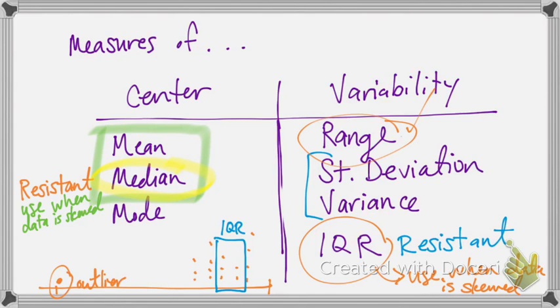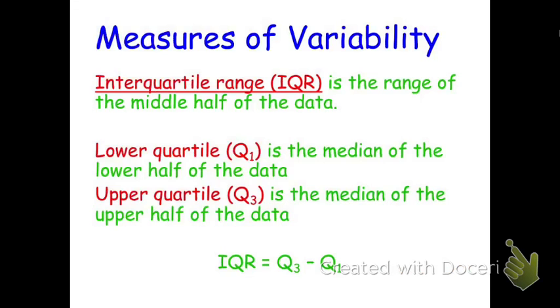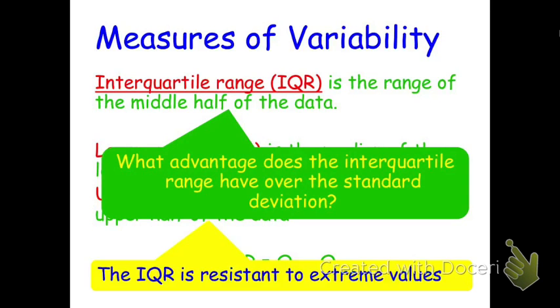You can always use IQR as well. It's just harder to find. So for any variability, say IQR. For center, say median. That's what we do when you describe a distribution: the center and spread, and then you're going to talk about the shape too.